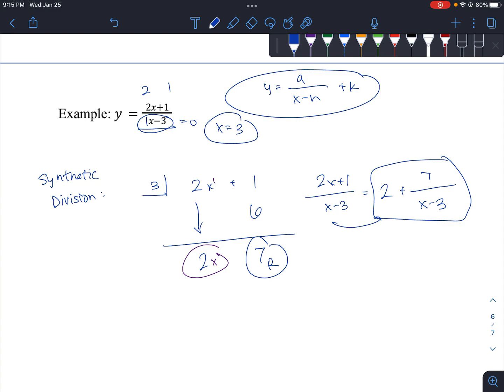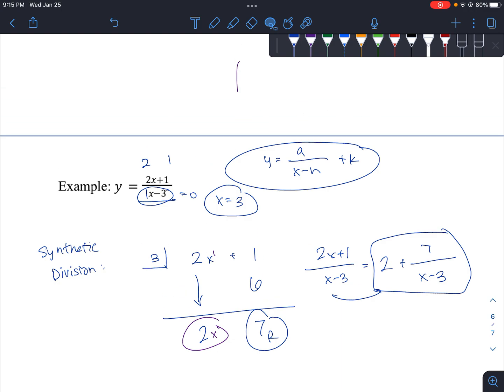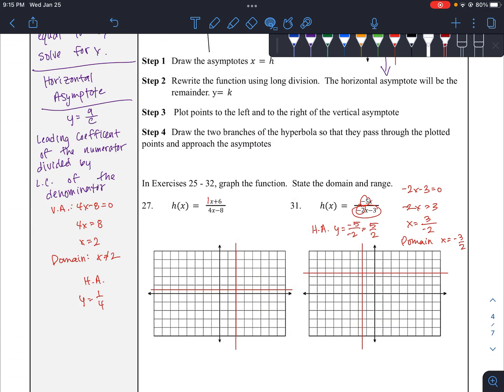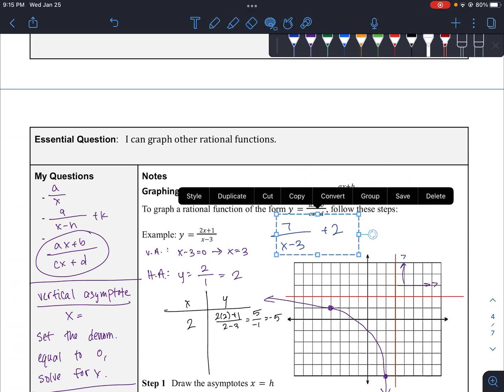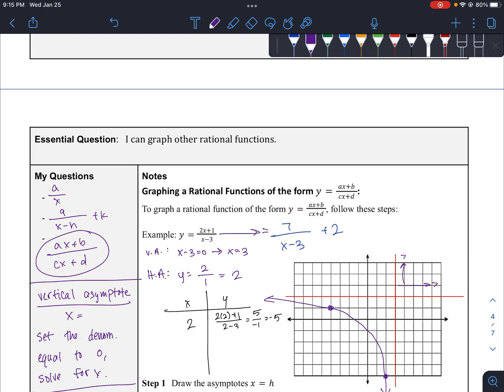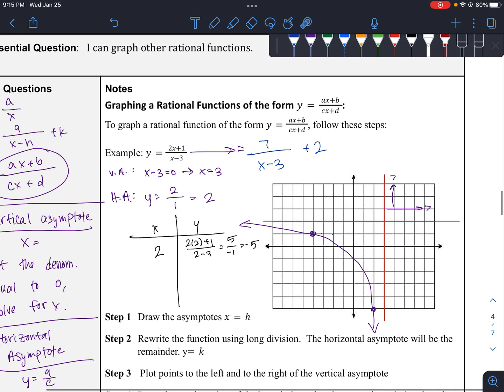Let me write it in that sort of order though. So 7 divided by x minus 3, plus 2. Okay, well, that actually matches everything we said up here. So these are equal to each other. Again, if we read this format, that's a shift to the right 3 units. Well, that's where our vertical asymptote is. Up 2, that's where our horizontal asymptote is. And then we said it was stretched by 7.